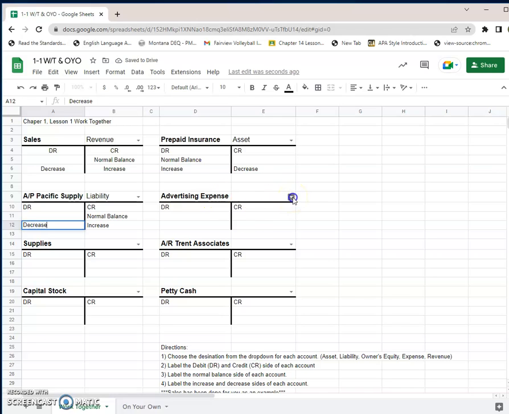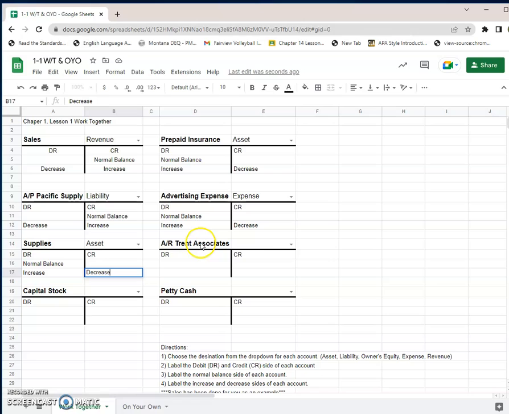Advertising expense. Advertising expense is, of course, an expense. Expenses are increased with a debit, so normal balance on the debit side and increases with a debit, decreases with a credit. Supplies is an asset, which means its normal balance is debit, and it increases with a debit, decreases with a credit.